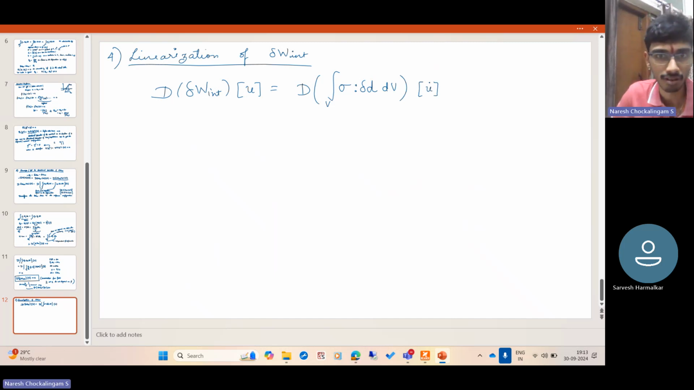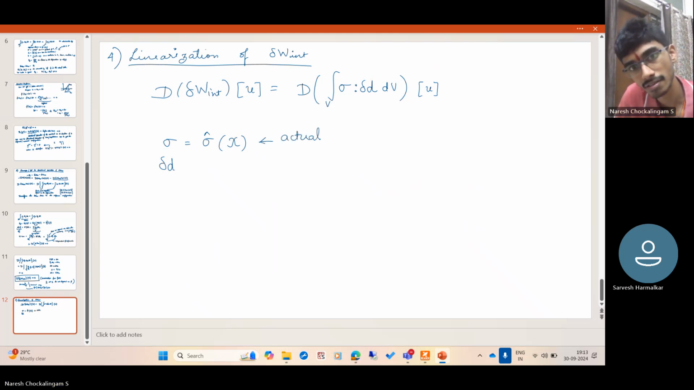Now we have to be careful. So what does sigma depend on? Sigma depends only on the deformation field, let us say x. So this is the actual stress field.